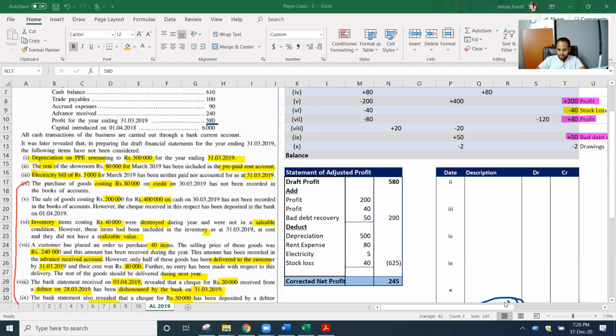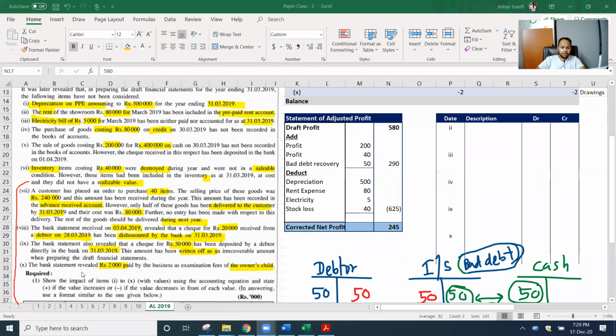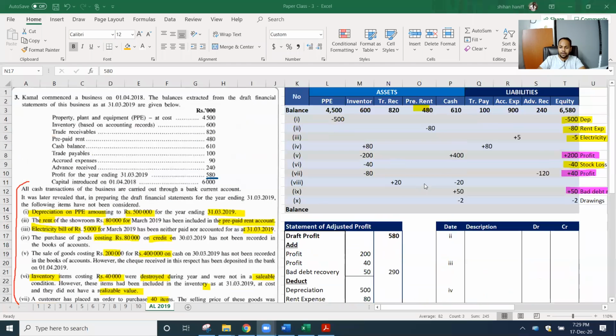There's one more question I think I missed. Can you explain the last transaction once again? Last transaction is bank statement revealed. Once you get the bank statement, you got to know that there is a check payment gone for owner's child examination fee. So that you have to record as a drawings. Bank account decrease. So here we have deducted from the bank account, cash minus and equity minus. That's last transaction.